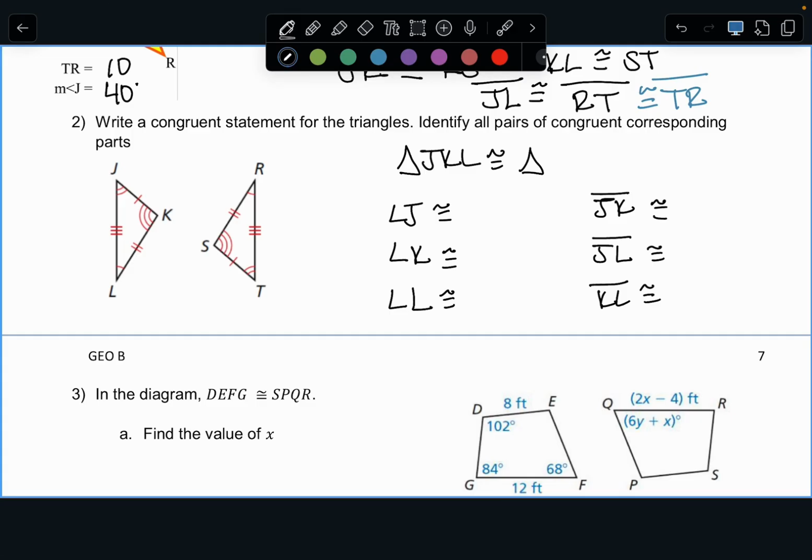Be careful here, because this looks like angle J is congruent to angle R. Can I have a little note, look at just your picture. Are angle J and angle R the same? Oh, wait. Yeah, so that.